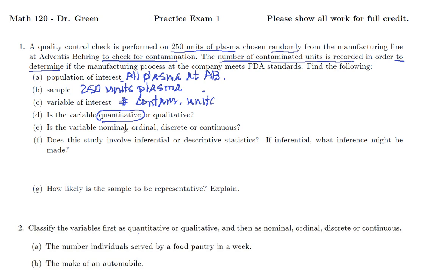And then is it nominal, ordinal, discrete, continuous? Well, quantitative variables are either discrete or continuous. The nominal ordinal goes with qualitative. And then number of units would be counted. So this would be like 1, 2, 3, etc. So that's going to be discrete. So discrete is counted, continuous is everything in an interval. And continuous is usually measured, like time or weight.